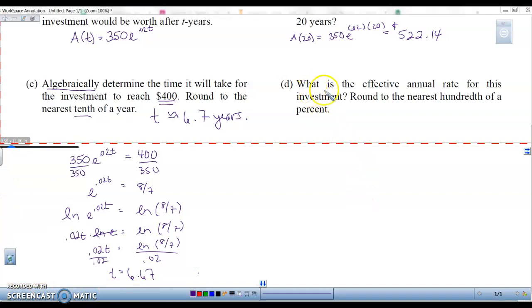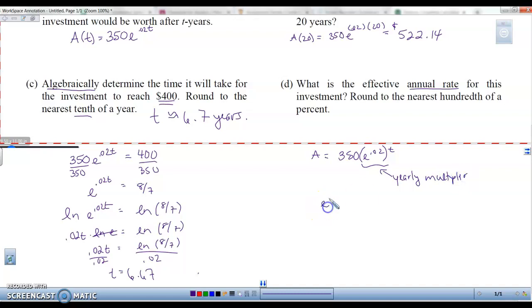All right, the last question is, what is the effective annual rate for this investment? Round to the nearest hundredth of a percent. All right, so remember our formula said A equals P, or in this case 350, times e to the 0.02t. Now, for every year, that means this part right here, e to the 0.02, is the number you multiply by every year. So your yearly multiplier is going to be e to the 0.02.